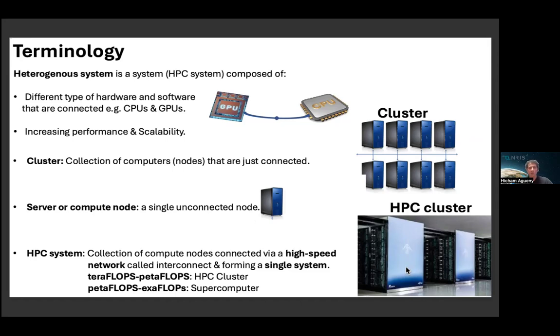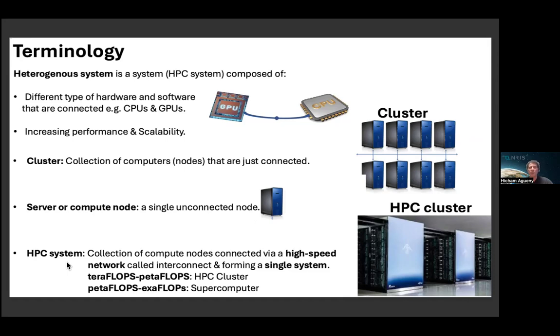But it's also important to clarify the difference between clusters, HPC clusters and supercomputers. A traditional cluster is simply a collection of computers that are connected in a traditional way. And a server is simply an unconnected compute node. An HPC system, however, is a collection of compute nodes that are all connected via a high-speed interconnect, a high-speed network. By doing that, we form a single system.